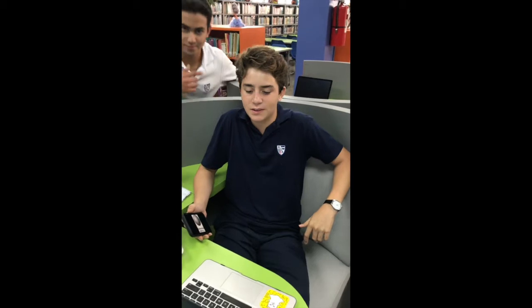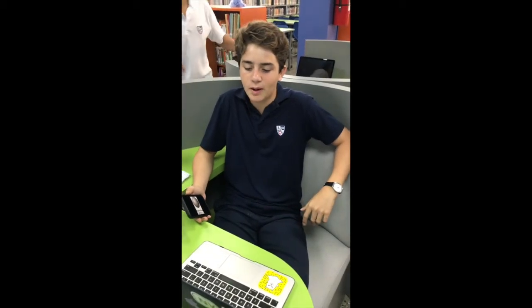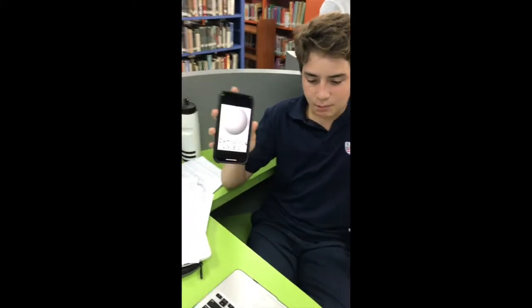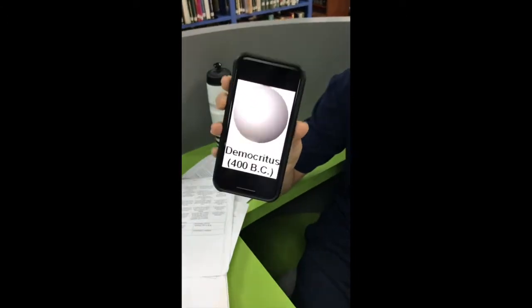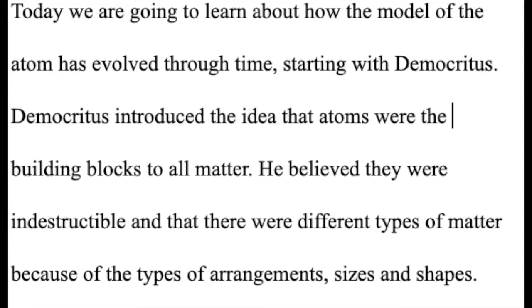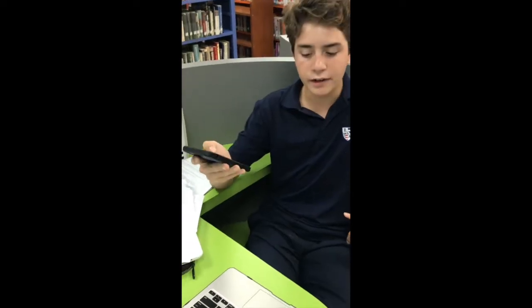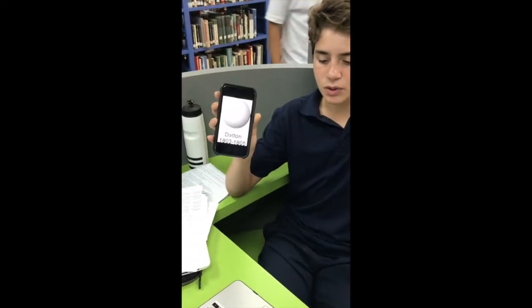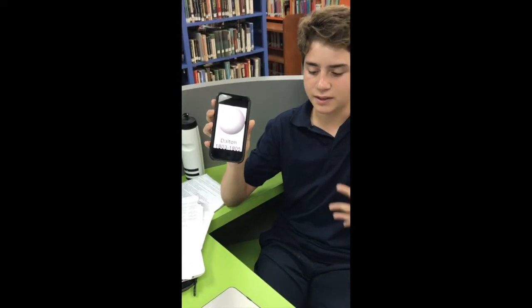Pablo's Learning Center. Today we're going to learn about how the model of the atom has evolved through time, starting with Democritus. Democritus introduced the idea that atoms were the building blocks to all matter. He believed they were indestructible and that there were different types of matter because of the types of arrangements, sizes, and shapes. Later came Dalton, whose ideas can be summarized into 5 key points.